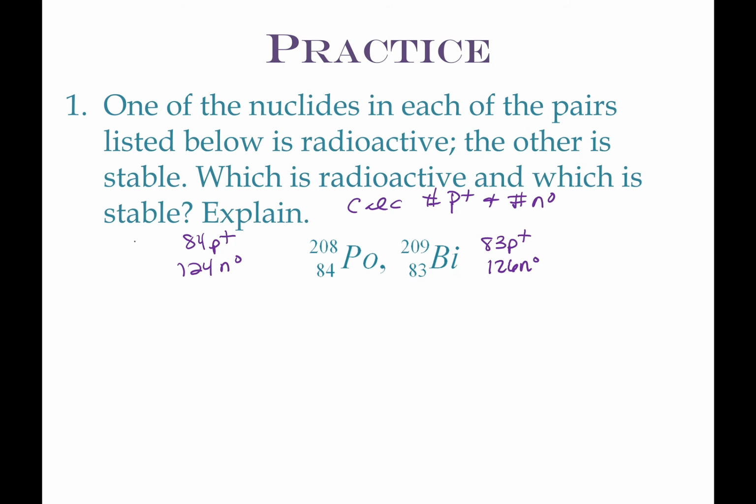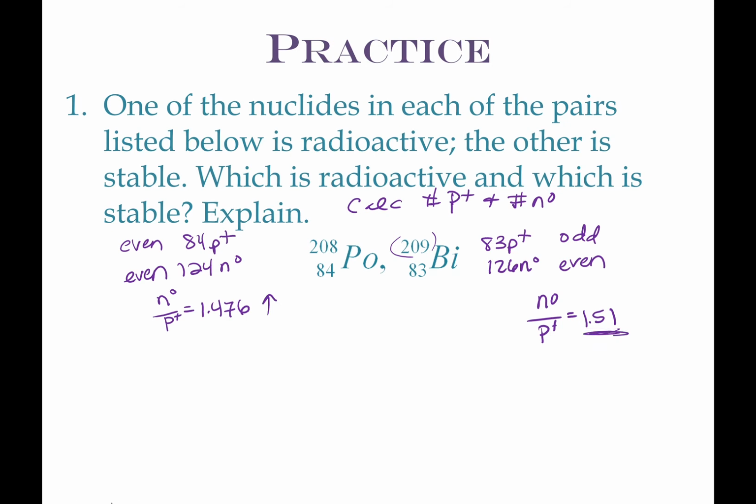Well, these are both even. This is odd, even. So we might be thinking, well, this is more stable maybe, but let's do the ratio. So the neutron to proton ratio is 124 divided by 84, which is 1.476. The neutron to proton ratio here, 126 divided by 83, is 1.51. So this one actually needs to come up a little bit. This one's pretty good. But let's take a look at the main reason here.